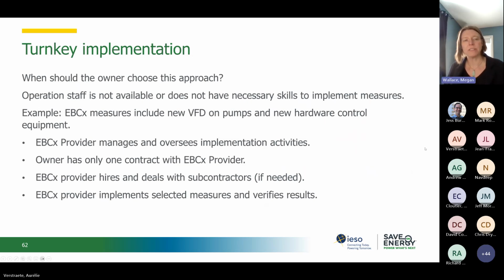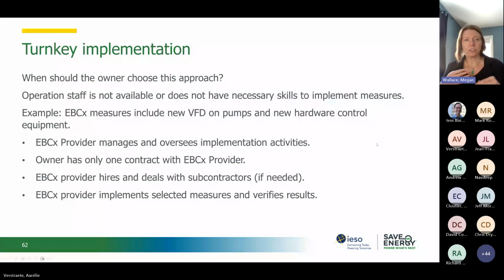So the turnkey implementation, why would the owner choose this approach? Well, if the operations staff is not available to do the implementation, or they don't have the necessary skills to implement these measures. An example of this might be adding a VFD on a pump with the new hardware and the installation required for that VFD. It most likely wouldn't be able to be done in-house.